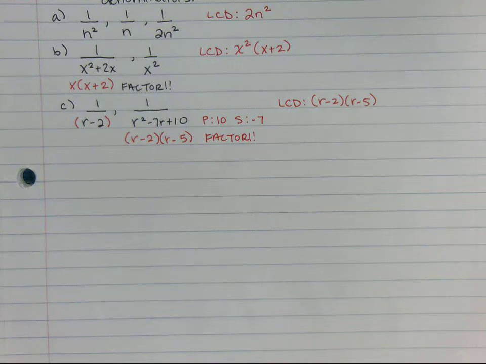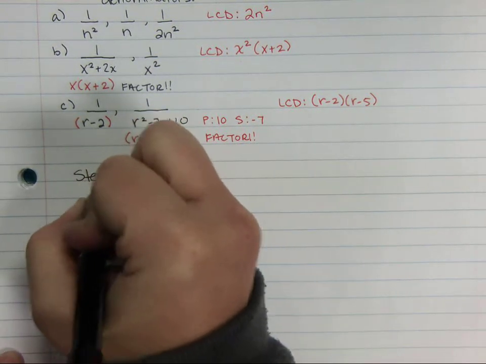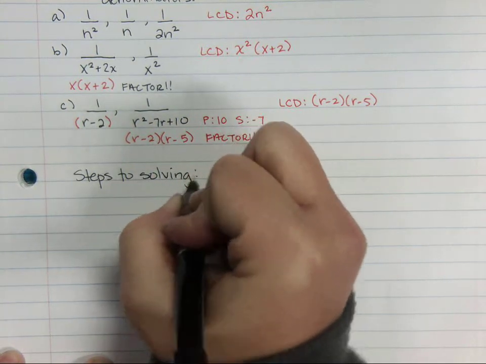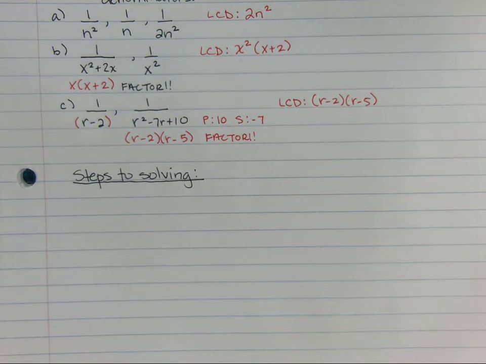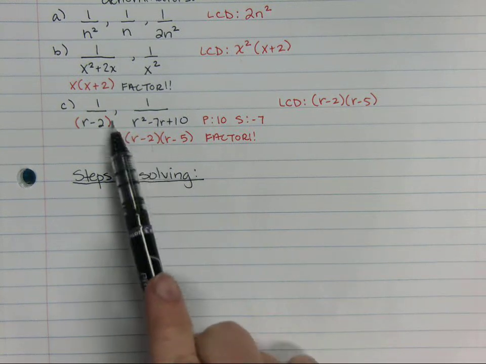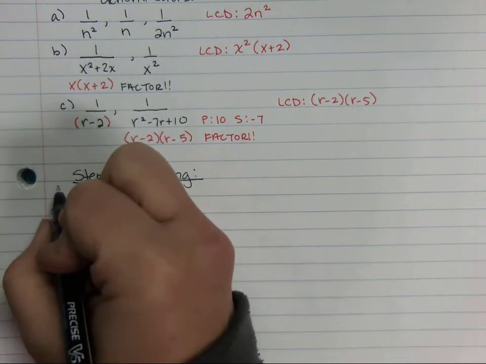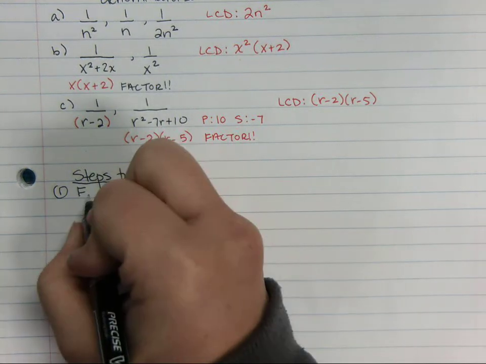All right, so let me get you the steps, because that's going to be important. So steps to solving. It's going to be kind of like, what do we do first, second, third, that kind of thing. And then we'll do a couple. The first thing that you have to be able to do is, when you're looking at these denominators, exactly like I was doing, you got to be able to factor. So you want to factor all 2- and 3-term denominators.